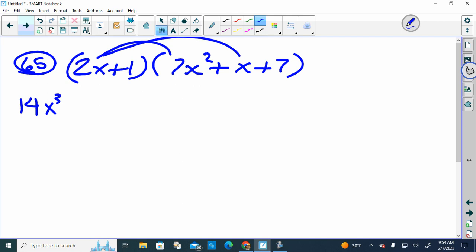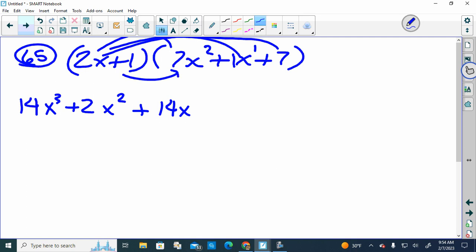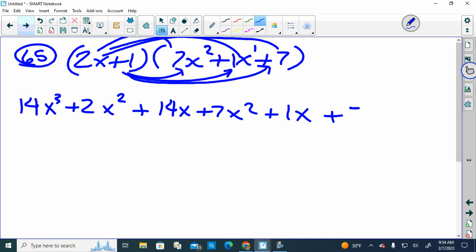Okay, so now I'm distributing to the next one. Well, it's 2, and then there's a 1 in front of these. So you don't have to put the 1 there, but we just know it's 2 times 1, so that's going to be a positive 2x to the second. Okay, so now I'm taking the 2x over to the 7, which is going to be a positive 14x. Okay, so I'm done distributing the 2x. So now I'm going to distribute this. Okay, so I have a positive 7x squared, and that's that one, so 1 times 1 is just going to be 1. Then I have an x. Okay, and now the last one going over here is going to be a positive 7.